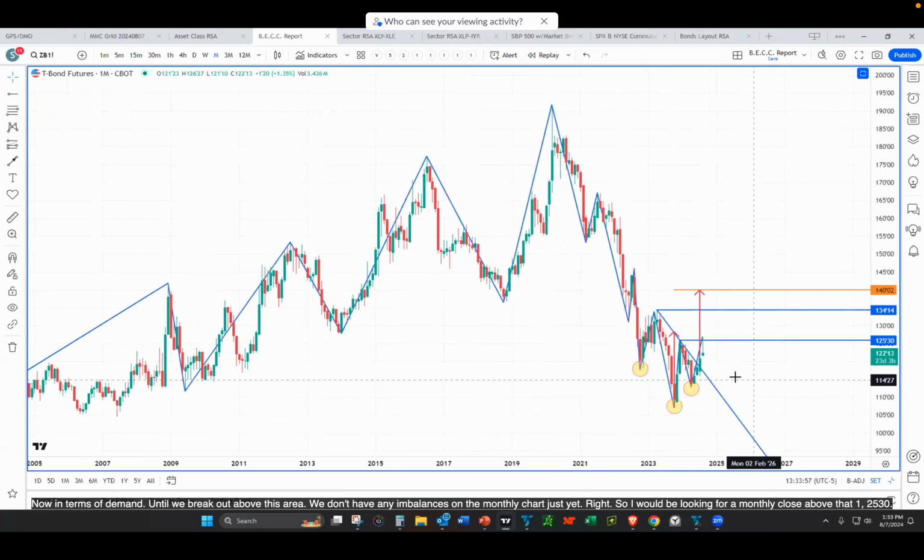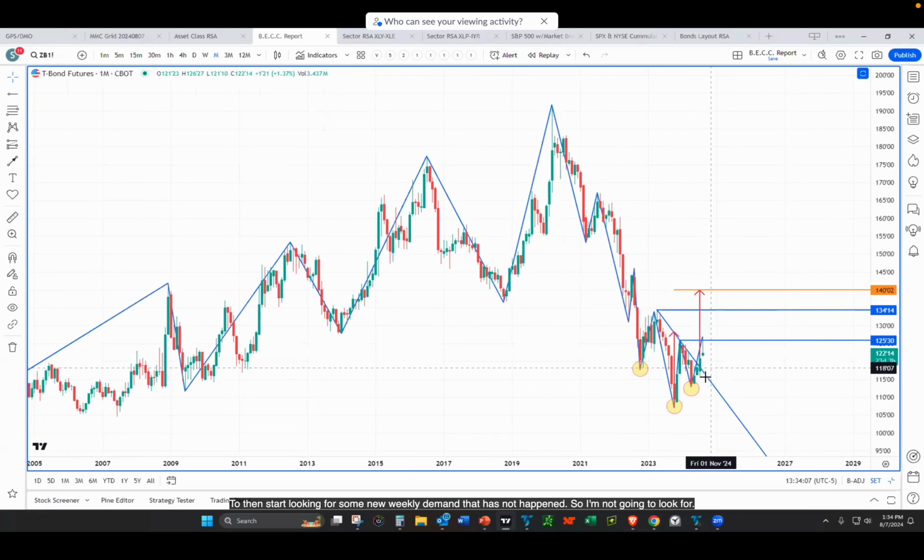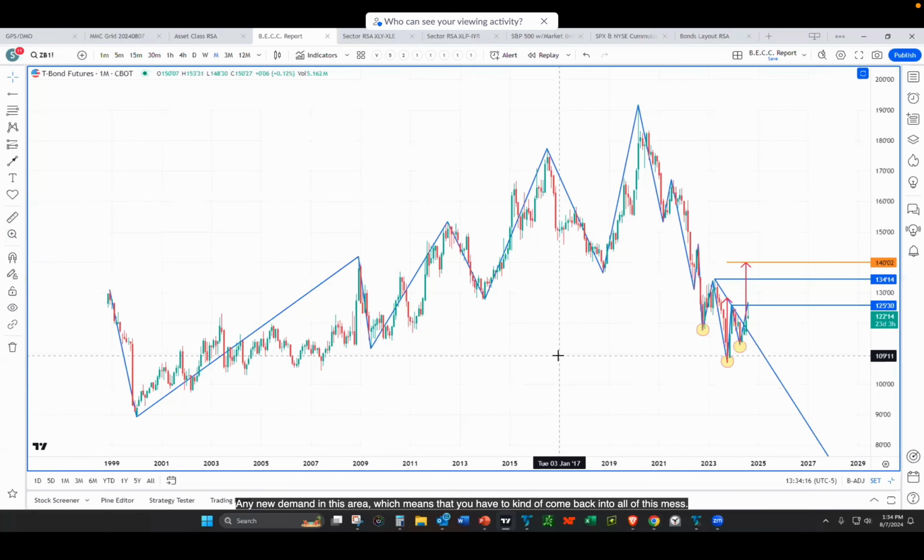Now, in terms of demand, until we break out above this area, we don't have any imbalances on the monthly chart just yet, right? So I would be looking for a monthly close above that 125.30 to then start looking for some new weekly demand. That has not happened. So I'm not going to look for any new demand in this area, which means that you have to come back into all of this mess.